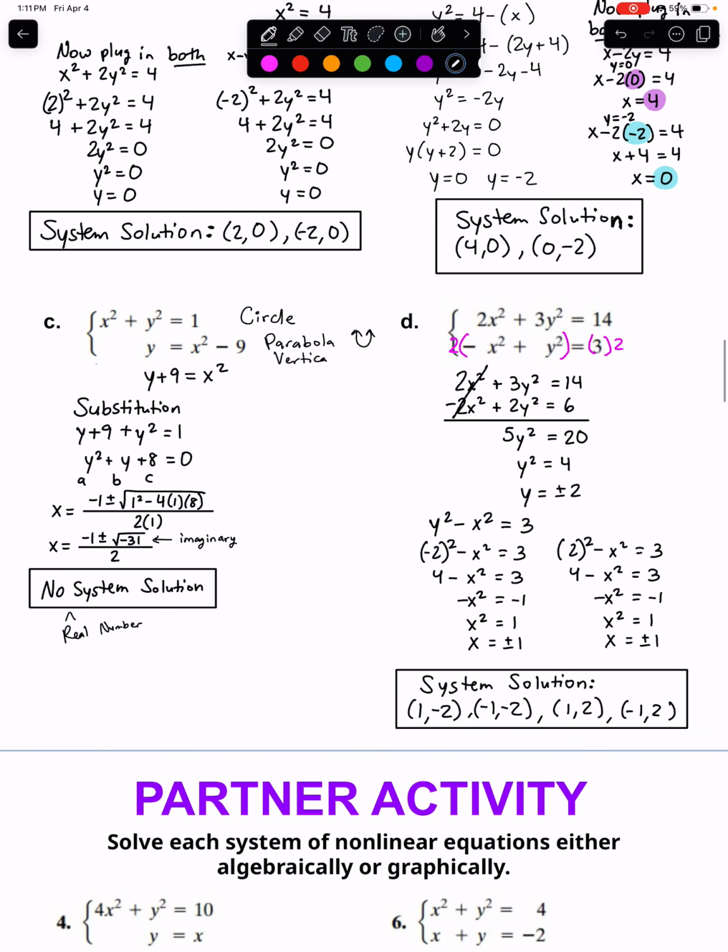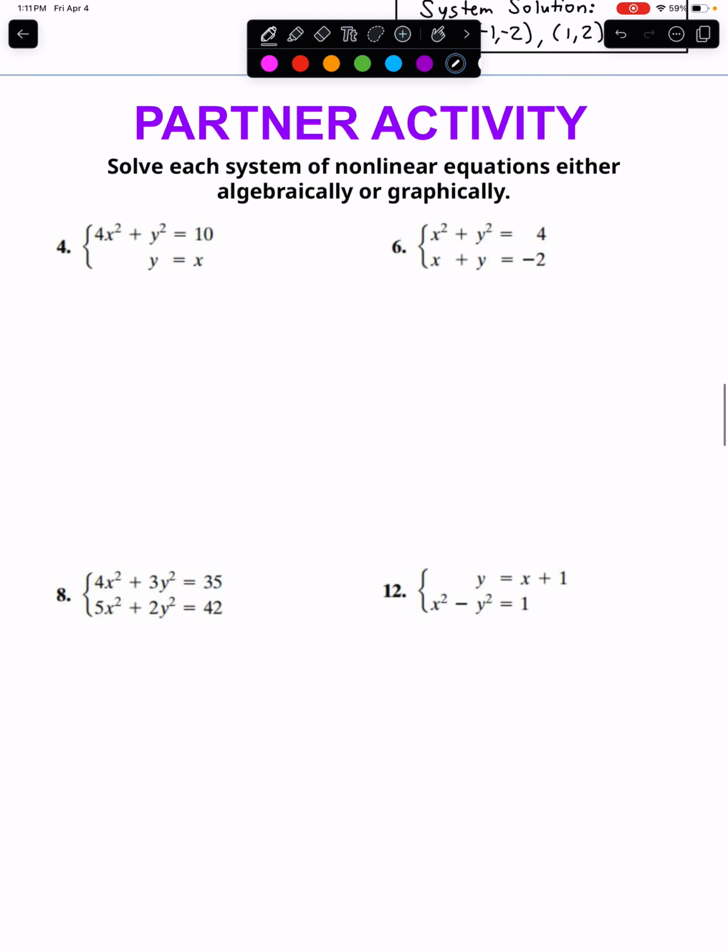And for part D, when you plug this in, you actually can use elimination, which is nice. And you end up getting 4 total answers, which is a pretty good amount. So 4 total answers. Okay, so here's what we're going to do. I'm going to have you pause. There are 2 partner activities. I'm going to show them both. So take your time, and then you can pause the video whenever you need. So go ahead and work on this set.